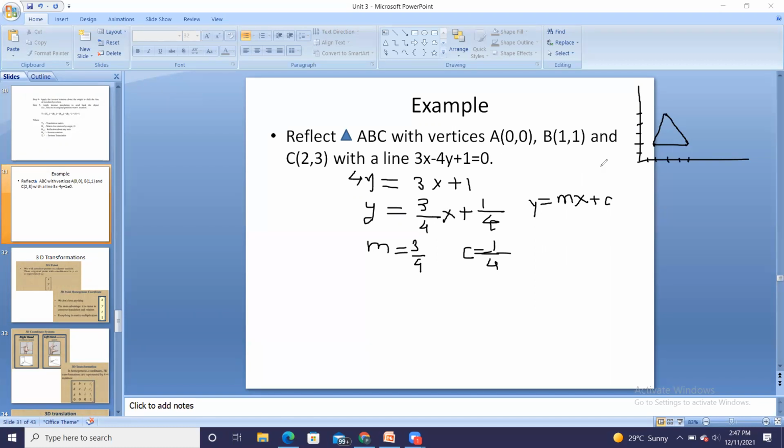Now to draw this line, I can put some value of x and I can get the value of y for it. So consider if I am putting x equal to 4. So for x equal to 4, what is the corresponding value of y I will be getting? 4 will get cancelled. 3 plus 1 by 4 is the result. So a point on the line is x value 4 and y value is 3 plus 1 by 4.